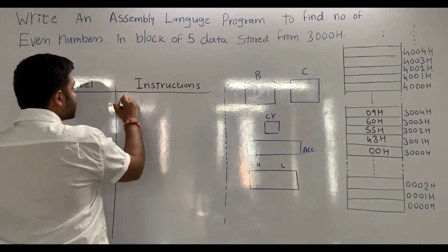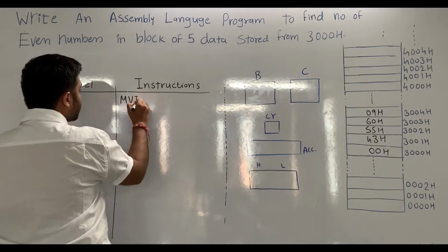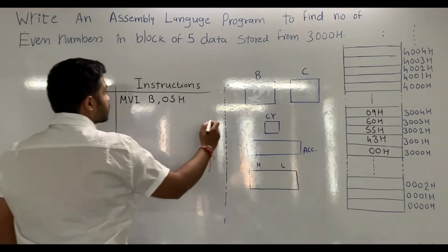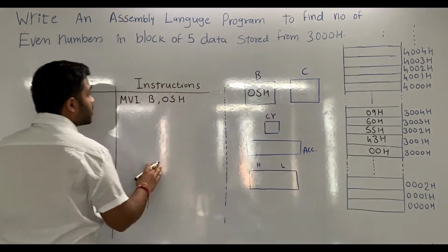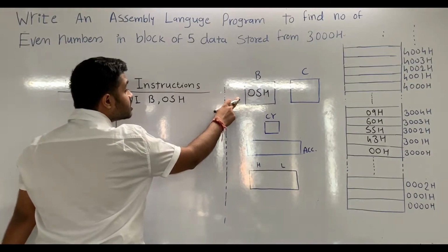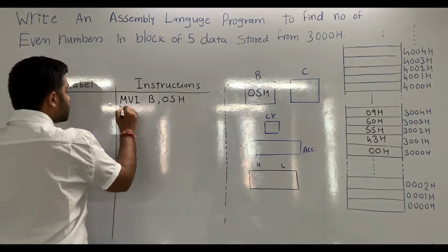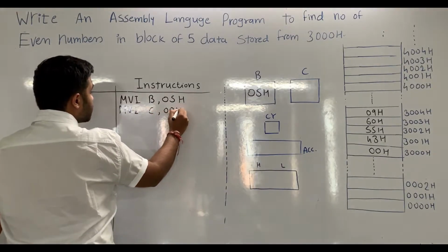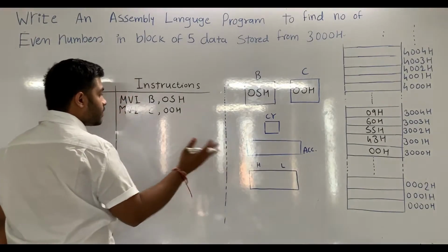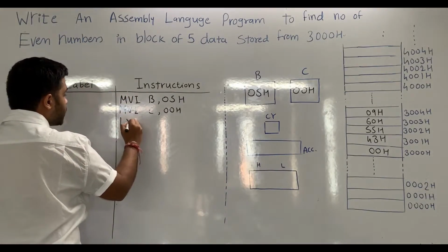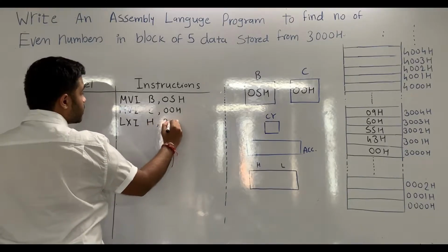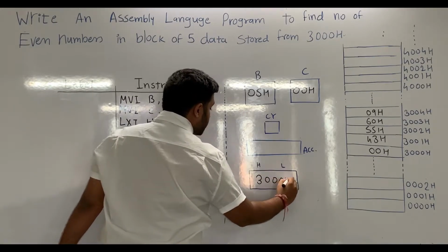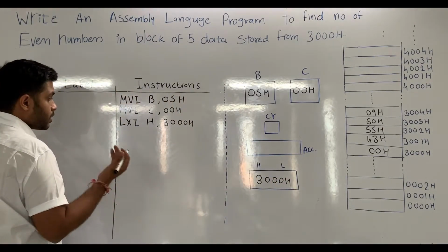First of all, let's initialize B. We will use the instruction MVI B, 05H. It means 05H will be stored in B, that is the size of the block. We will initialize register C with 00H. In register C, we are going to count the even numbers. Let's initialize the memory pointer: LXI H, 3000H. It means in the HL pair, 3000H will be stored.